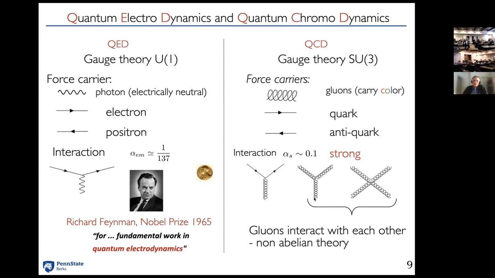Again, the strength of the interaction at some particular scale will be, say, around 0.1. It tells us immediately that it's stronger than the electromagnetic interaction. That's why it's the strong interaction. Apart from this sort of diagram, we also have interactions between the gluons, the triple and quadruple interactions like that. Gluons carry color as well, so they can interact. It tells us that the theory we talk about is a non-abelian theory.